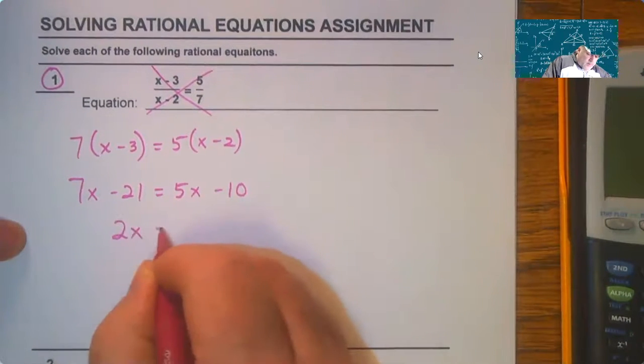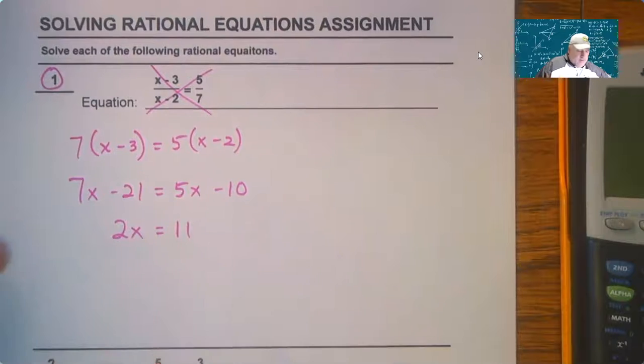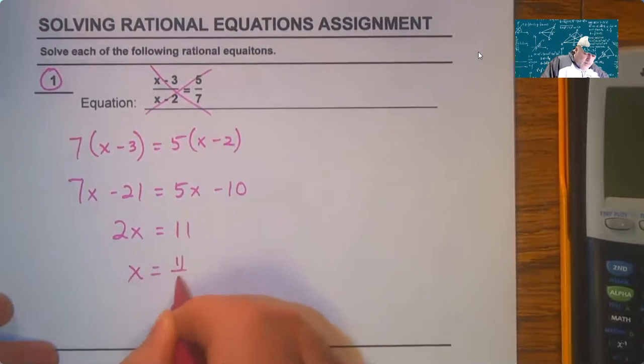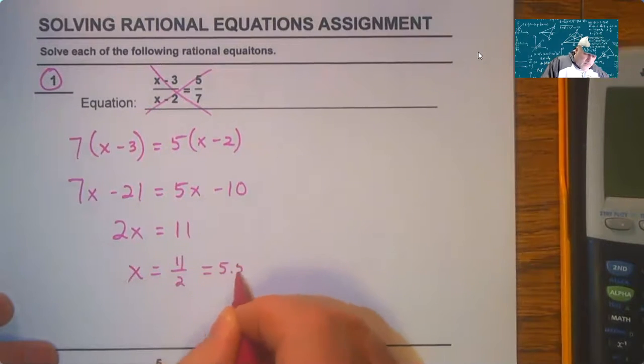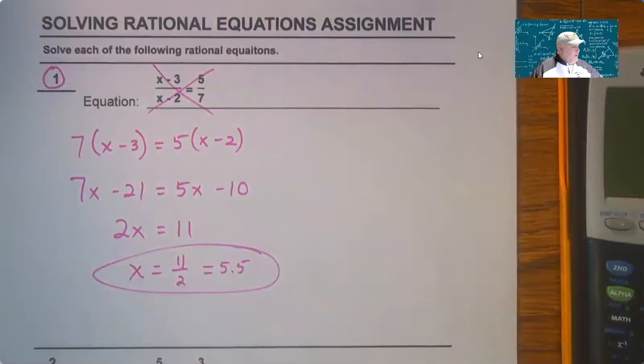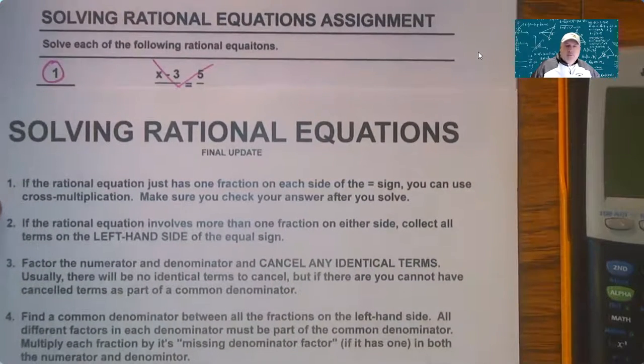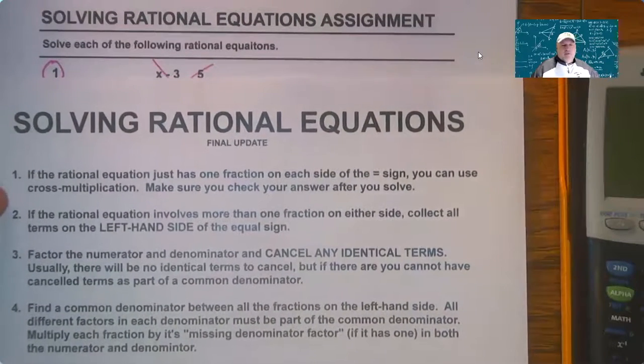And these, of course, are the easiest. So subtract 5x on each side and add 21. Hopefully you can do that. And so x is 11/2 or 5.5. So on our list here, this is just number 1. Okay, make sure you check your answer after you solve.